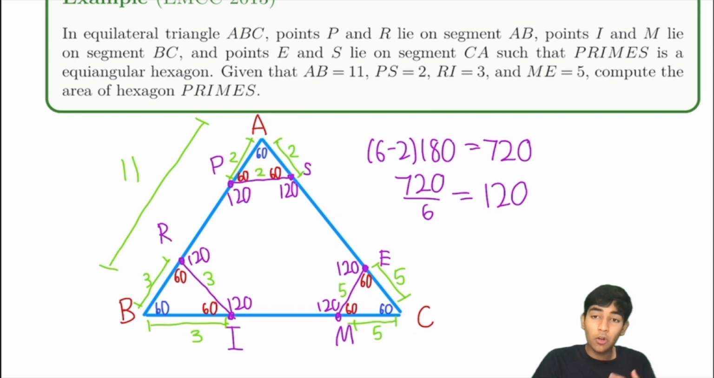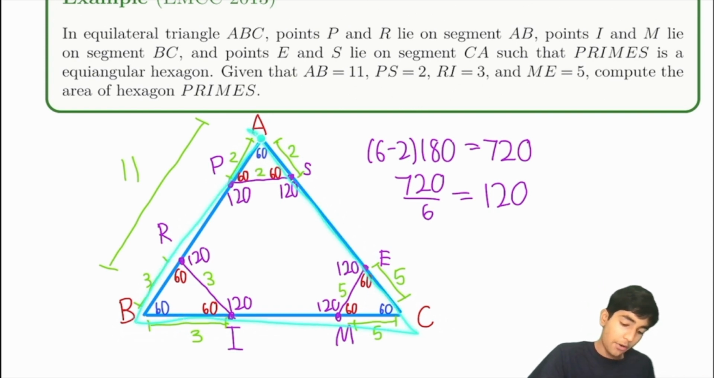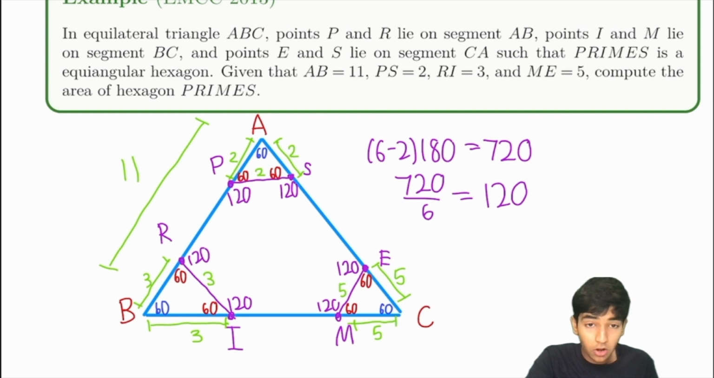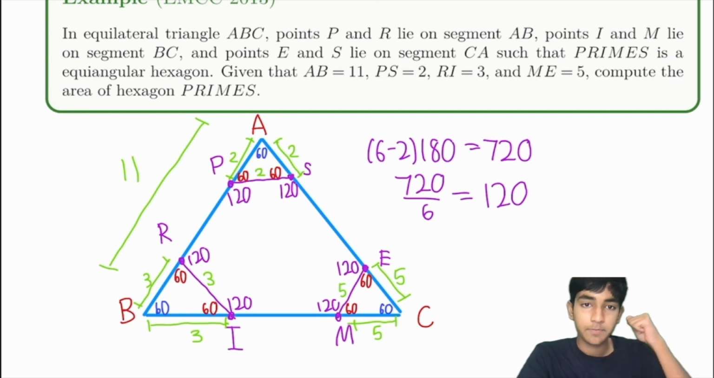And in this case, that's going to be much easier because we can just find the area of the large equilateral triangle and subtract off the areas of these three smaller corners. So let's do that. Now we can just use the equilateral triangle area formula. The formula for the area of an equilateral triangle is just square root 3 over 4 times the side length squared.